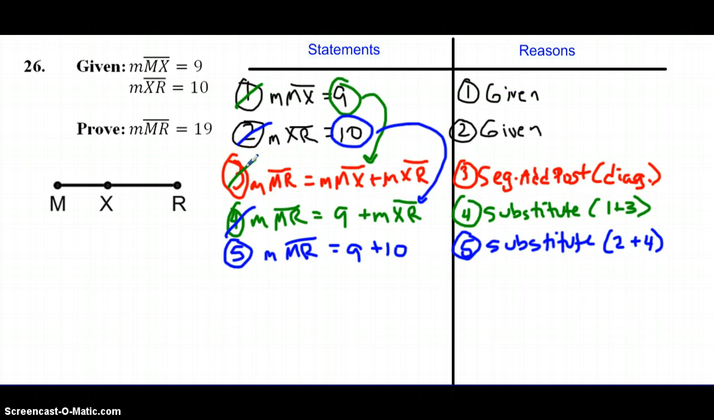And so looking at my statements, I only have one statement left. And so going back and analyzing what it is I'm trying to prove, the measure of MR equals 19, I notice that if I combine 9 and 10 to get 19, I can write my final step, the measure of MR equals 19. And what I've done is I've simplified my mathematical expression. And so our reason is simplifying, and I've simplified step 5.